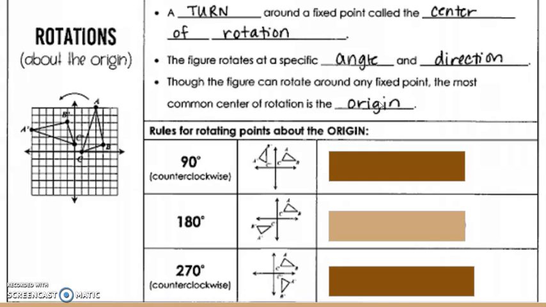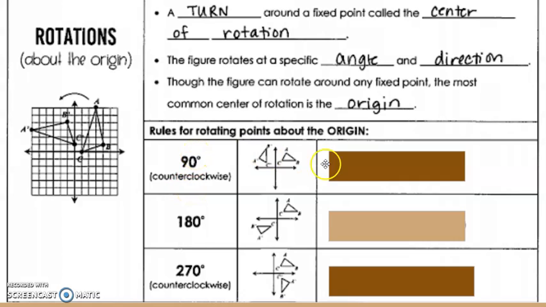Remember, our origin is 0, 0. We have three different kinds of rotation about our origin. We have a 90 degree rotation, 180 degree rotation, and 270 degree rotation. When we do this, we are always going counterclockwise unless they tell us that we are going clockwise. So we're always assuming that it's counterclockwise.